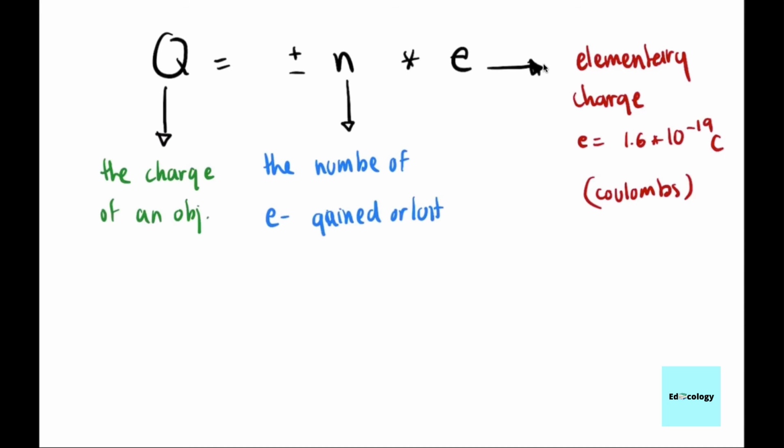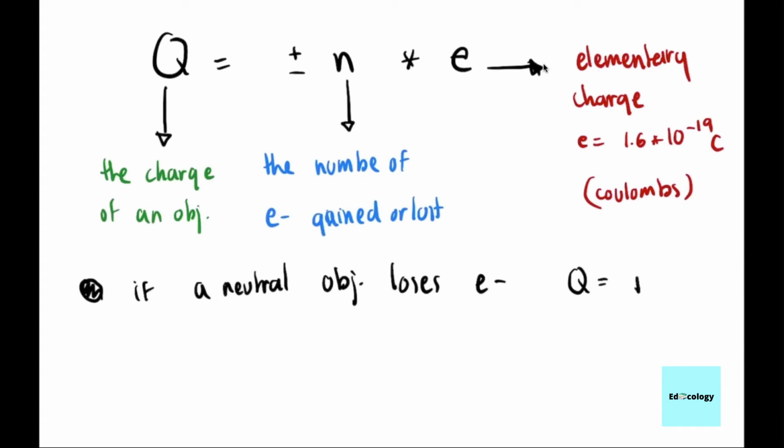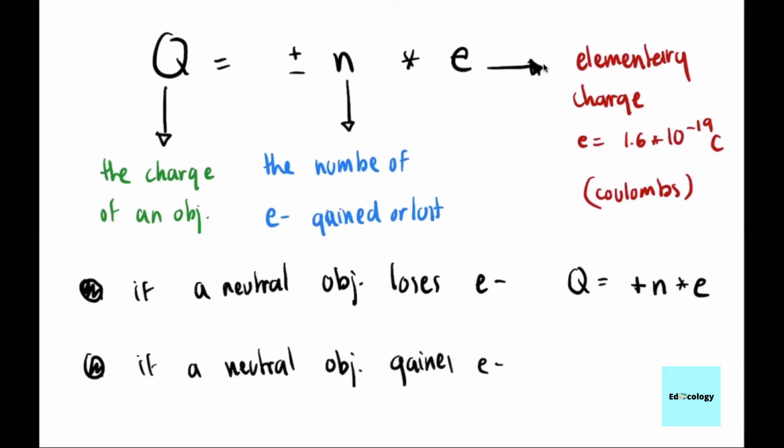So if a neutral object loses electrons, the formula would be Q is equal to positive N times E. However, if a neutral object gains electrons, then the formula would be Q equals negative N times E.